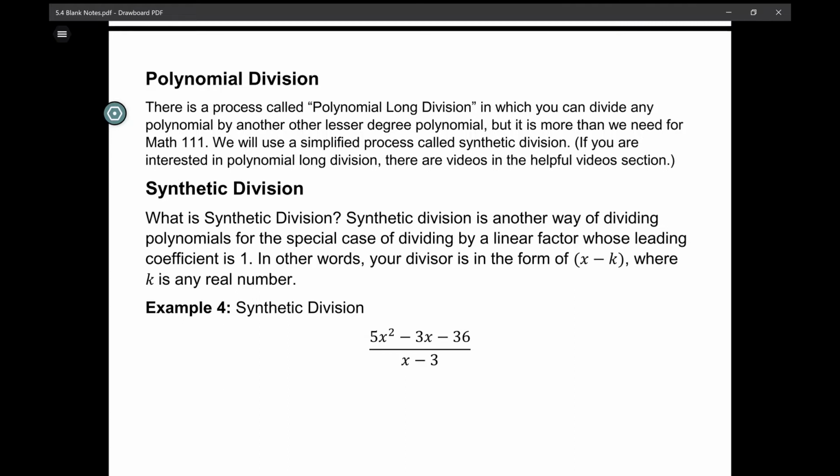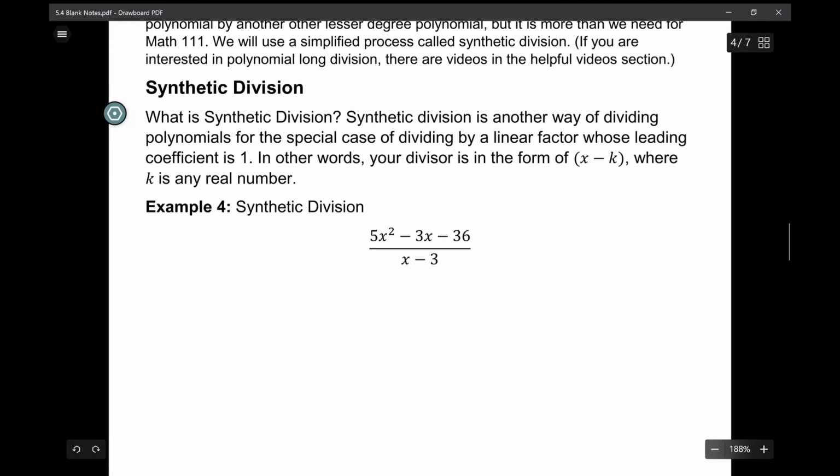Then we're just going to do a simplified process called synthetic division. If you are interested in polynomial long division, you can find some videos that will go through that with you. So what is synthetic division? Synthetic division is a special way of dividing polynomials when you're dividing by a linear factor. It only works when you're dividing by a linear factor.